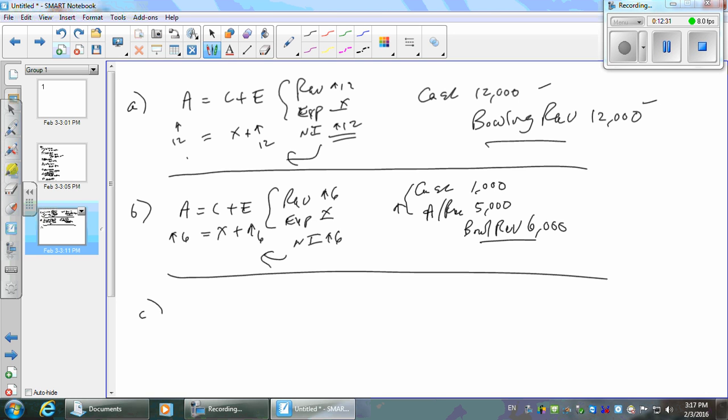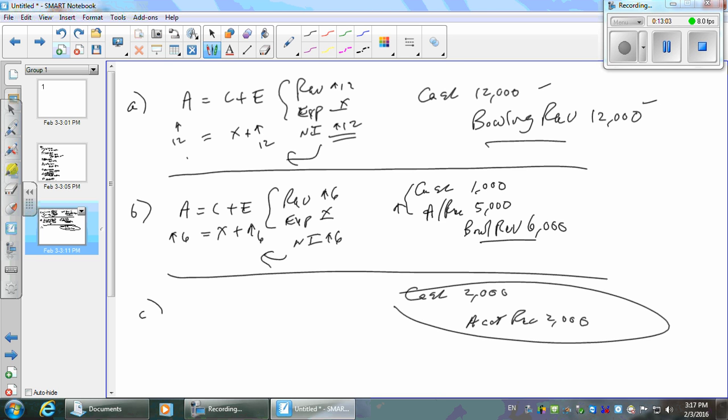Let's do C. Receive 2,000 from customers on account. What did we receive? Cash. What don't we have anymore? Account receivable. What are both of those? Assets. I don't think I need to write down the accounting equation for that. I increased assets and reduced assets for exactly the same amount, so what happened to assets? Nothing. No effect. What happened to every other account? Nothing, all the way across.